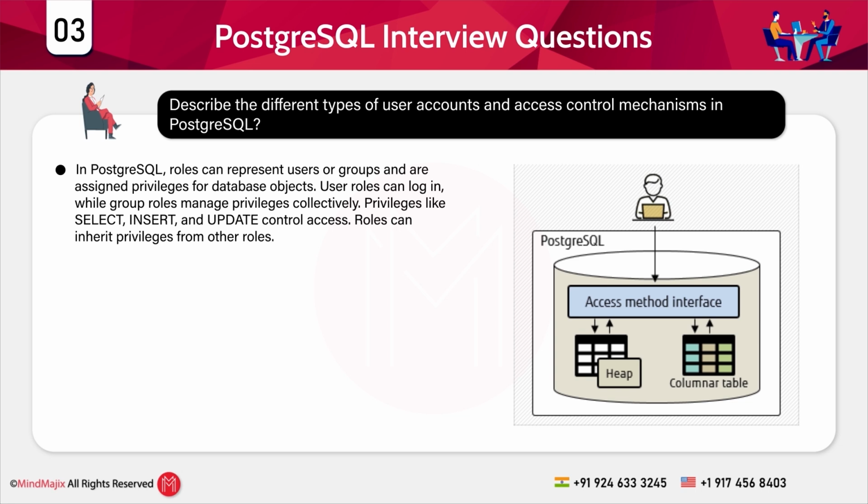And here the authentication methods such as passwords, GSSAPI, SSPI, LDAP, and certificates are also present. Apart from that, row level security or RLS allows fine-grained access control by restricting which rows a user can access. So these are the mechanisms that ensure secure and controlled database access.